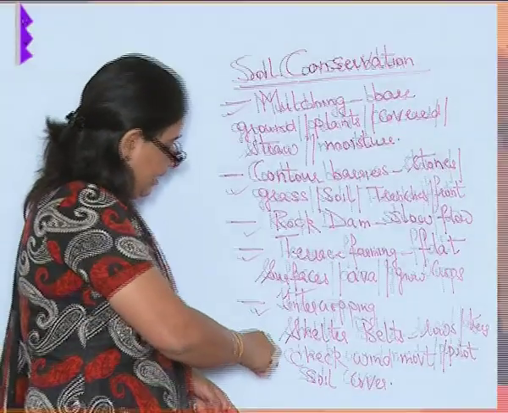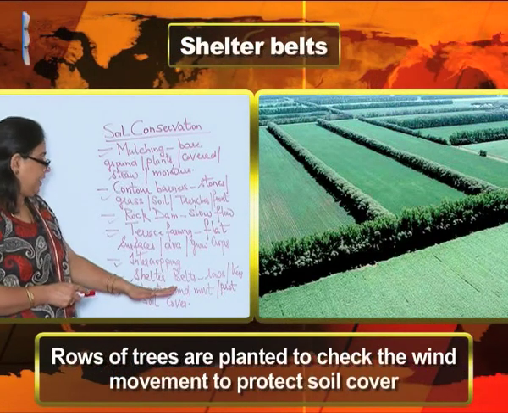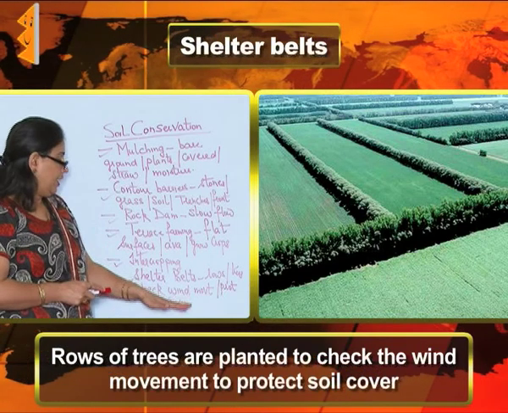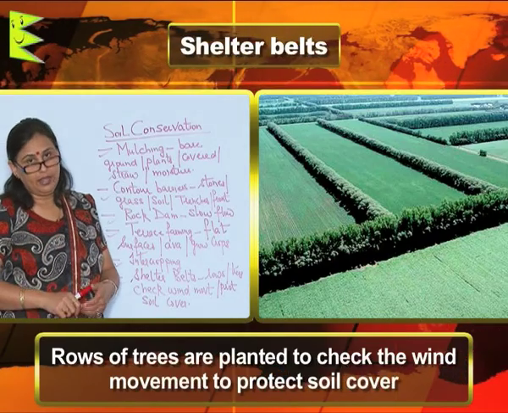Shelter belts. Shelter belts are in fact trees which are planted in rows, and this can check the wind movement and thus they protect the soil cover.